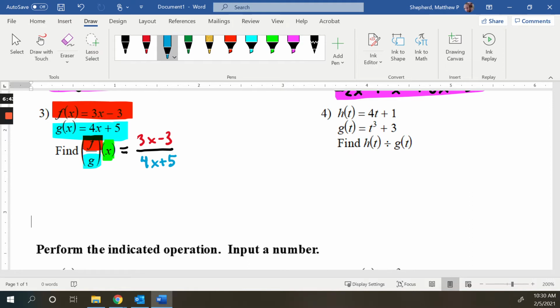Do that, simplify the fraction. There's just nothing there for us to simplify, though. So we're going to leave it there like that.